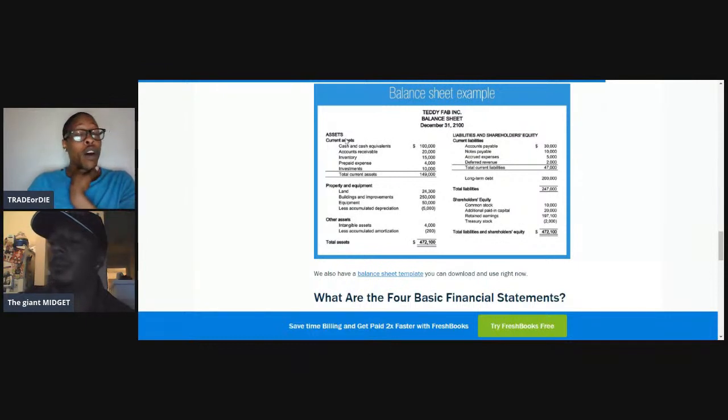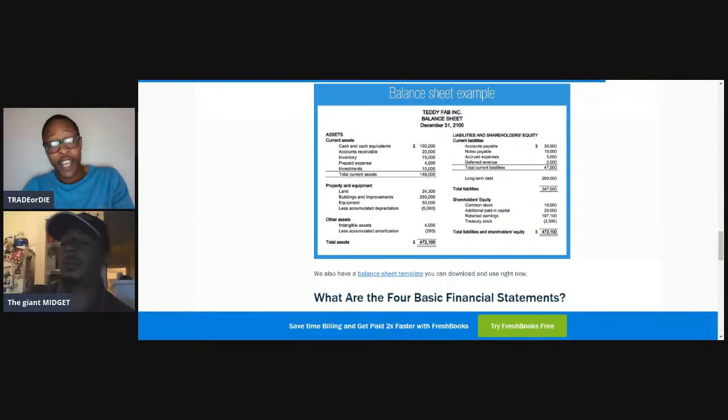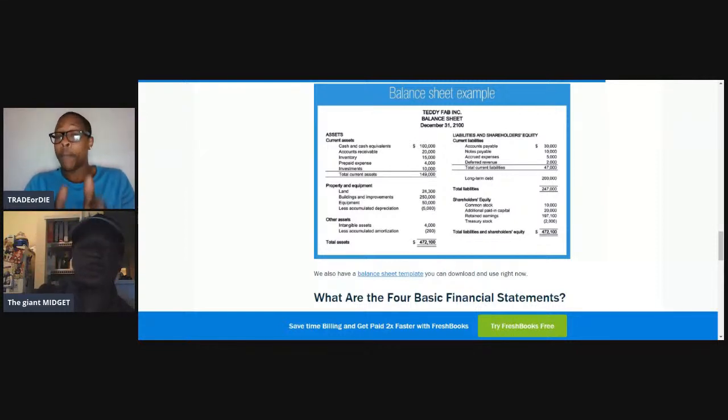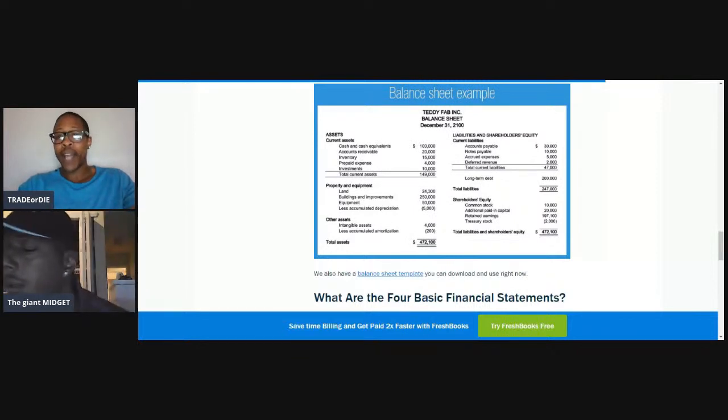So as I said previously, the left side of this balance sheet, the first thing, it's called a balance sheet because the left and the right side should even out. As you guys see, total liabilities and equity: $472,100. Total assets: $472,100. This is a perfectly balanced company. That's how you know this is an example, because most companies' balance sheets are not perfectly balanced like this.